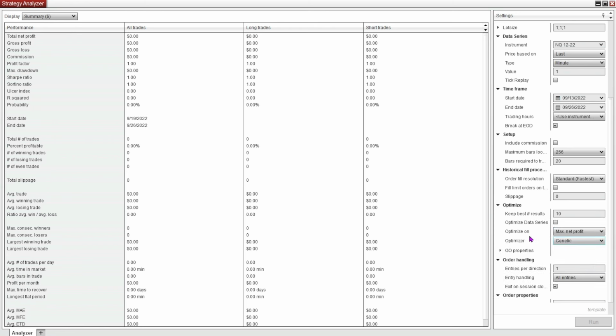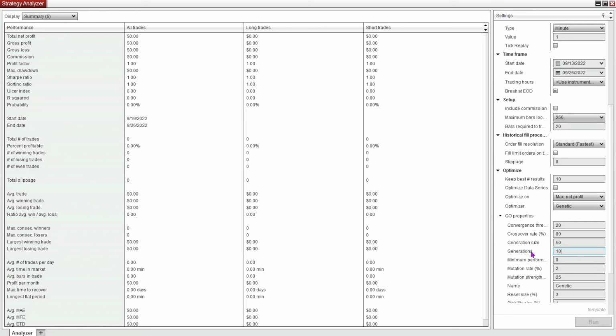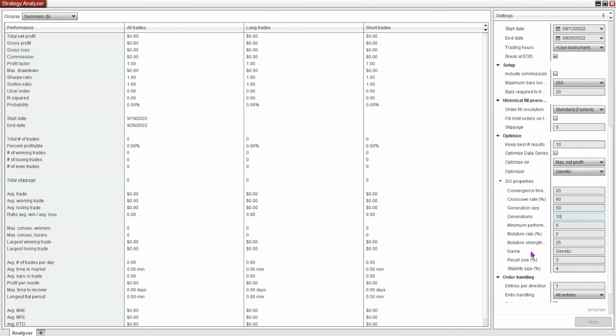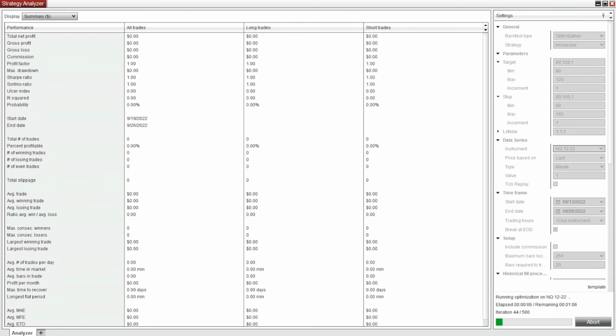For the optimizer, I always use the genetic, and I change the generation size to 50 and the generations to 10. It just makes it go a little bit quicker. It doesn't give you as much of a complete in-depth review, but it gives you kind of a broad overview of what's possible here. So I just clicked run, we'll see what kind of results we get.